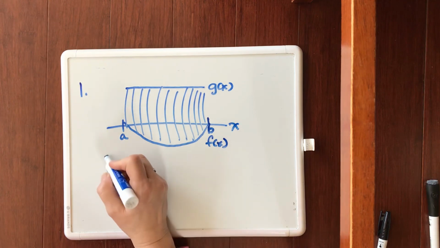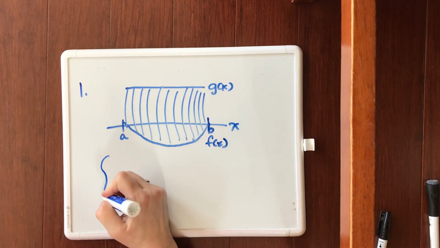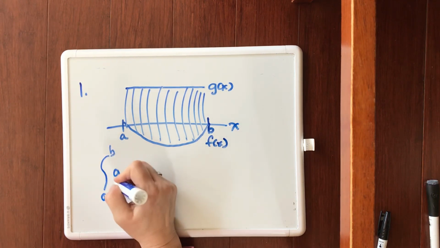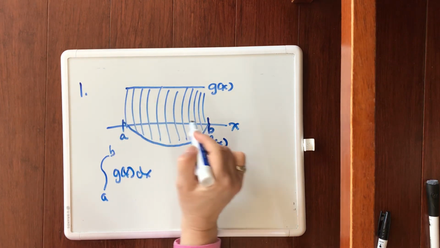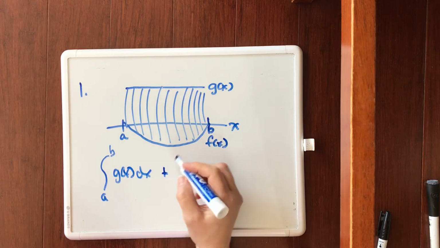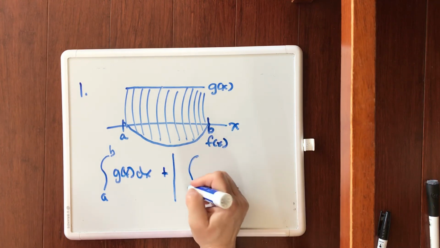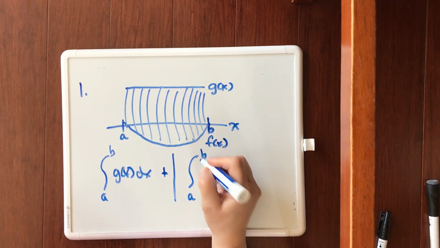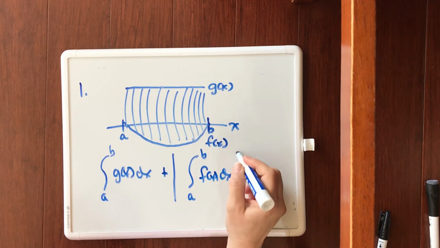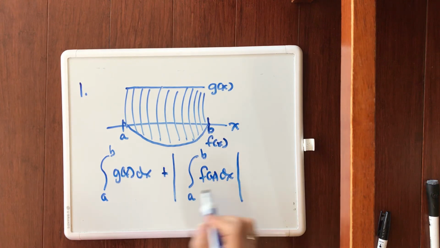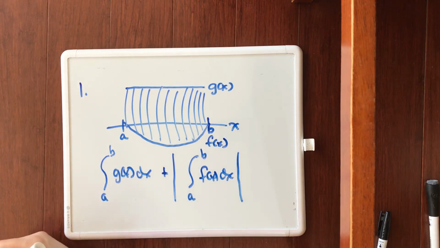So how we handle that is we're going to integrate from a to b of g of x dx, so this piece right here, and we're going to add that to the absolute value of the integral from a to b of f of x dx. So that'll just change this to a positive number, and you can add them together.